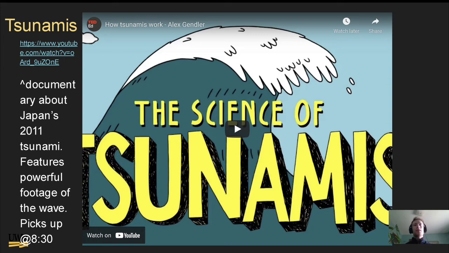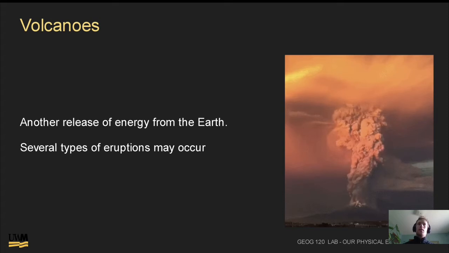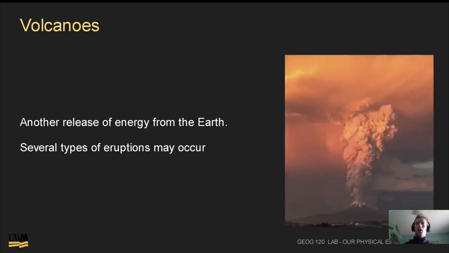So tsunamis are actually very hard to predict. Nowadays, science has gotten better and we start to have an early warning system, but there might not be very much warning at all, other than what you might see along the coast itself when water gets sucked back away to sea. That's usually a telltale sign that the wave is going to come. So that's all I'm going to talk about tsunamis.